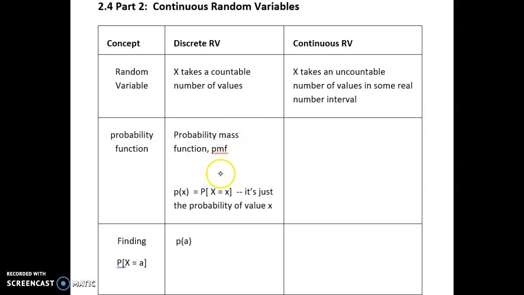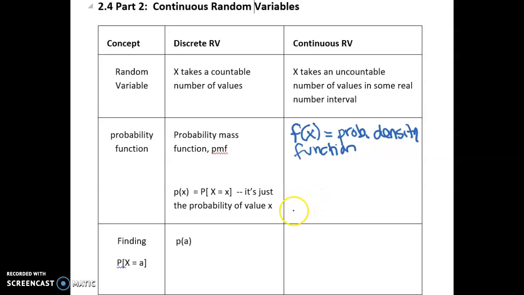Before we had this PMF, which was just the probability of x, P of x. But now we're going to have this thing called f of x, which is called the probability density function. And it's exactly that. It tells you something about the density of probability at a single point.